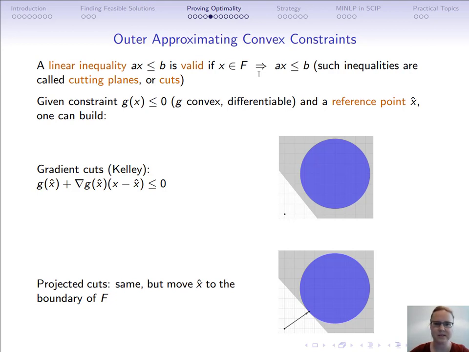In the convex case, a standard way of building a cut is to use the gradient cut formula, or the Kelley cut. Given a convex and differentiable function g, which must be less or equal than 0, and a reference point, these cuts are given by this formula. They can also be strengthened by moving the reference point to the boundary of the feasible set, which is done here in this example.